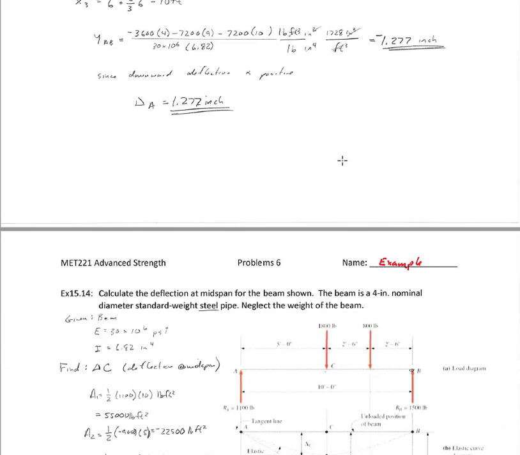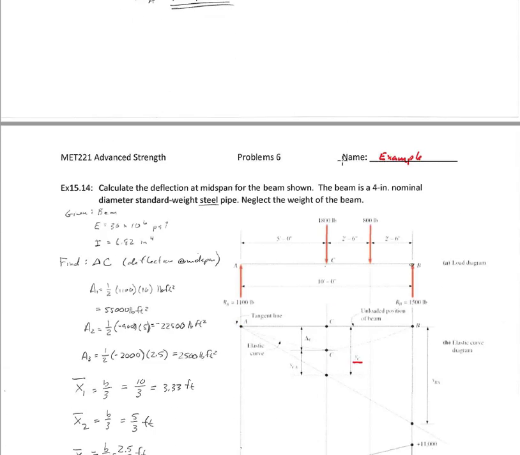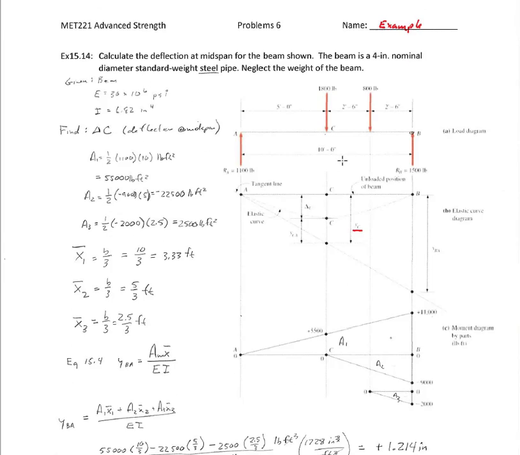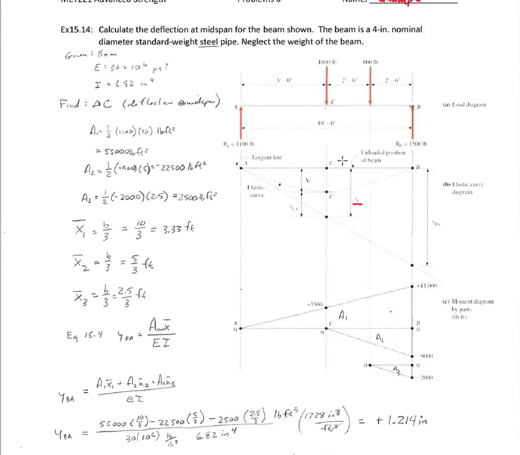The last one I want to talk about now is 1514. Calculate the deflection at midspan for the beam shown. The beam is a nominal 4-inch diameter standard weight pipe. Again, neglect the weight of the beam. So this one's going to be complicated in terms of finding the areas. So what we want to do is draw the moment areas by parts.